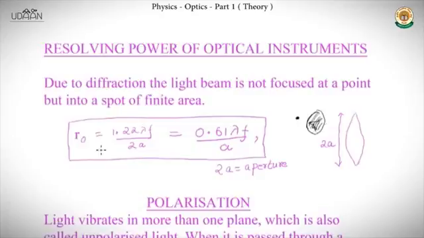So this R naught can be calculated from this formula, which is given by 0.61 into the wavelength of light used into the focal length of the lens divided by a, which is half of the aperture. Remember, a is not the radius of curvature, it is the half of the aperture of the lens, which is this.